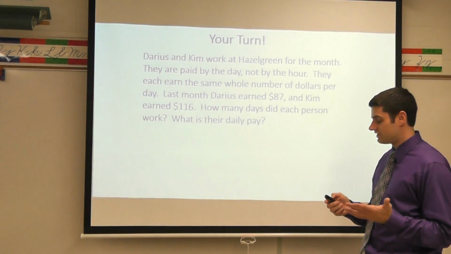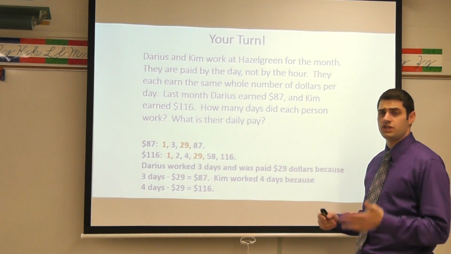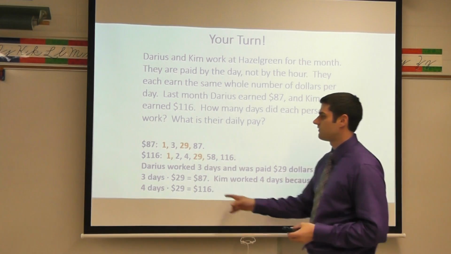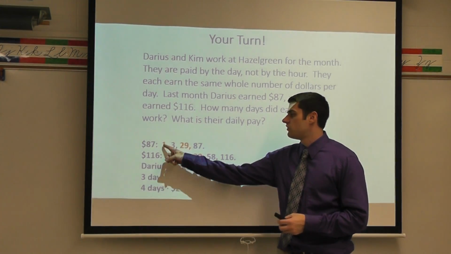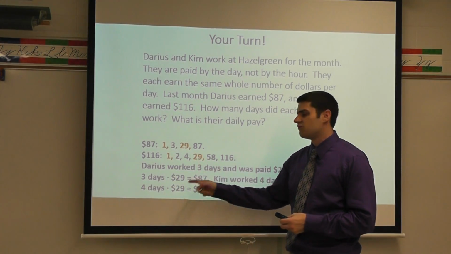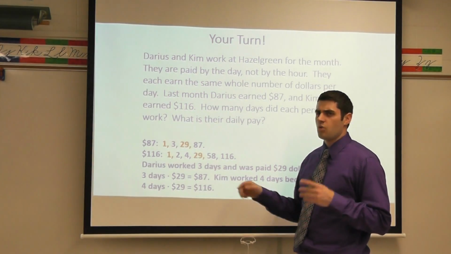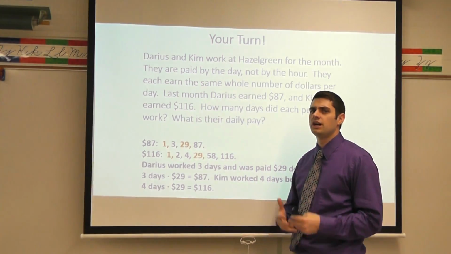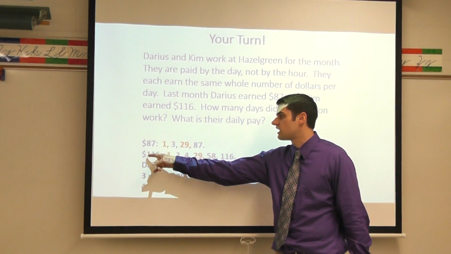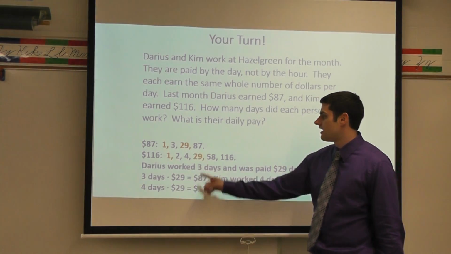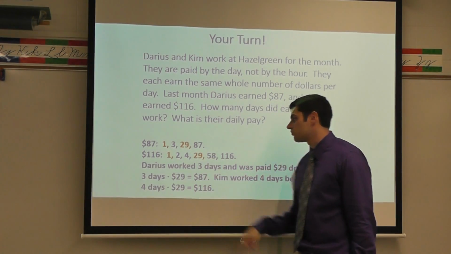I'm going to start off by listing some of the factors. You may have chosen a different strategy, and that's perfectly fine. But I'm going to list the factors of 87 and the factors of 116. I know that each has 1, but similar to our previous problem, 1 is not going to make sense because they did it in 1 month. There's not enough days in the month for it to equal 87 or 116. Their common factor right here is 29.